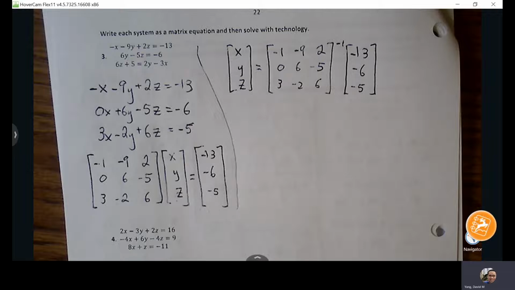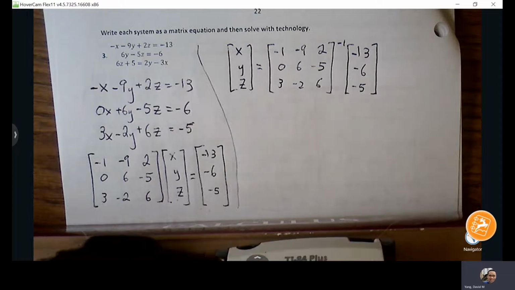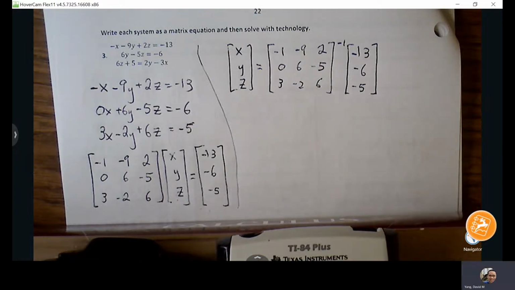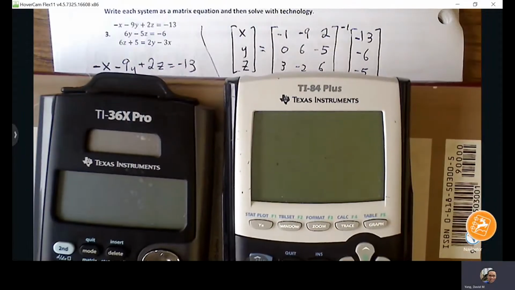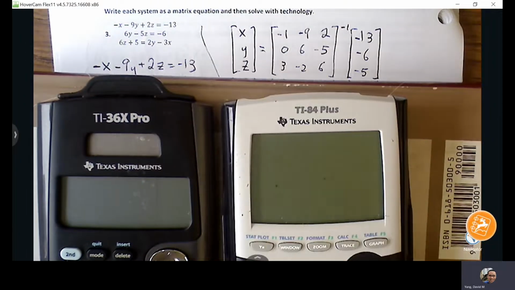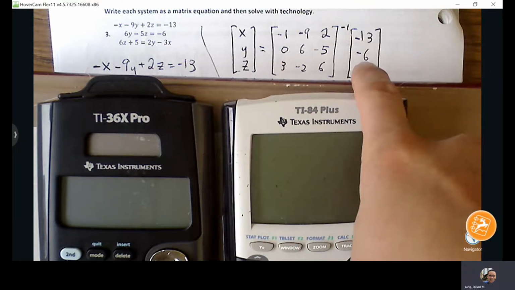Okay, so I'm going to show the calculator work side by side with both the 36 Pro and the graphing calculator. But I'm going to give you guys a chance. Does everyone have that written down? Okay, so why don't we have this be matrix A and let this be matrix B? Okay.